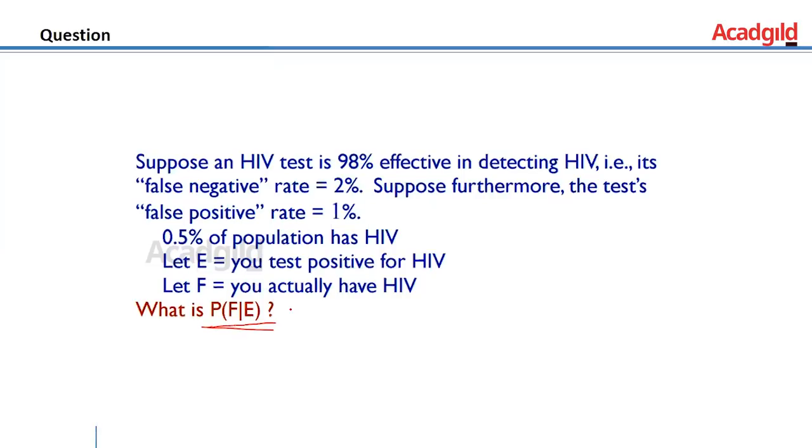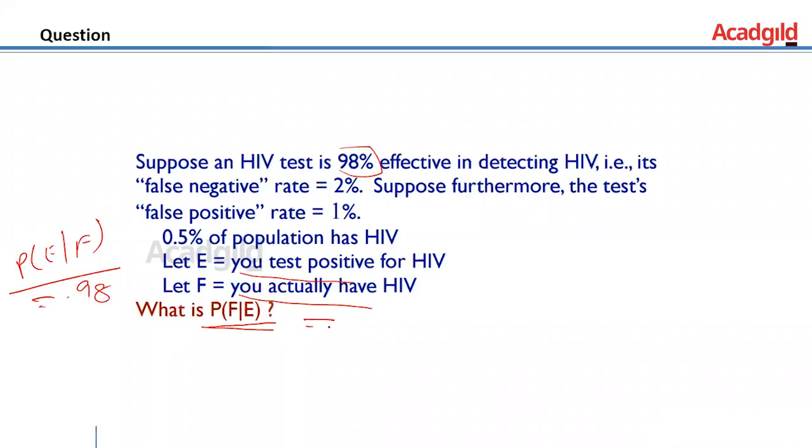Okay, what do we know? Do we know P(E given F)? What does this mean? That the person actually has HIV, that is known, and the test shows positive for it. Do we know this? Yes, we know this. That is this 98%. P(E given F) is 0.98.